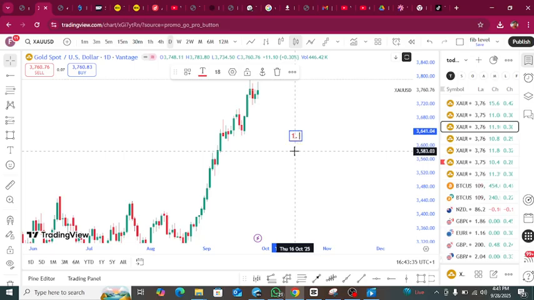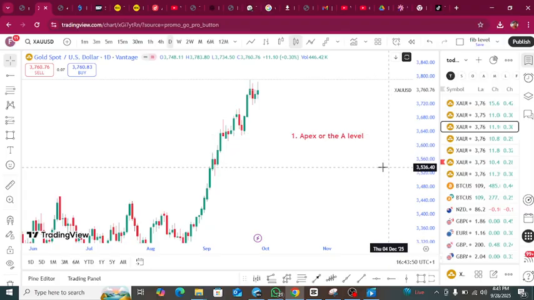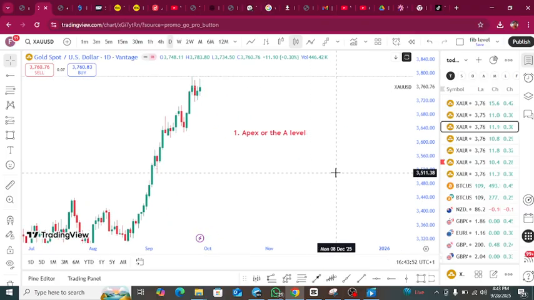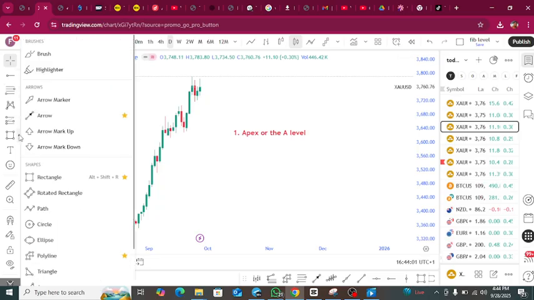The first one is called the apex, or the A level. Now, how do we mark the A level? This is how they look. I will also show you on the chart.